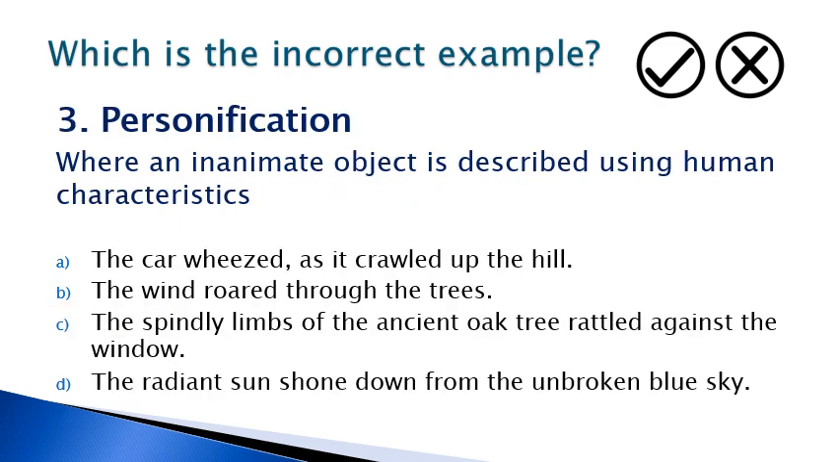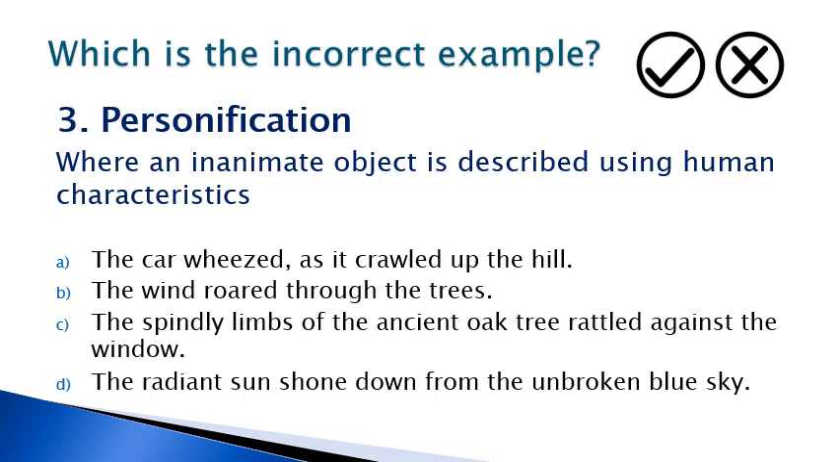3 is personification, where an inanimate object is described using human characteristics. A: The car wheezed as it crawled up the hill. B: The wind roared through the trees. C: The spindly limbs of the ancient oak tree rattled against the window. D: The radiant sun shone down from the unbroken blue sky.